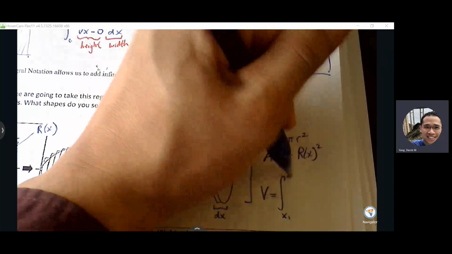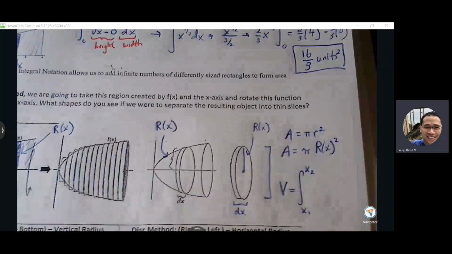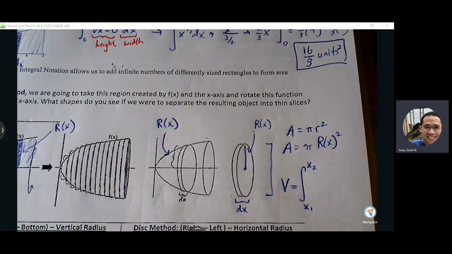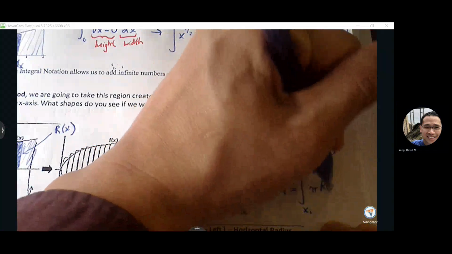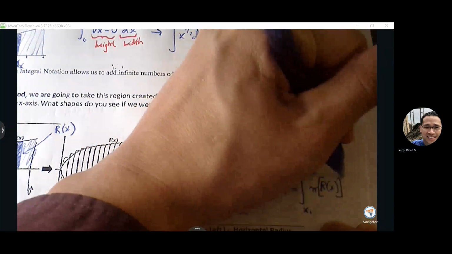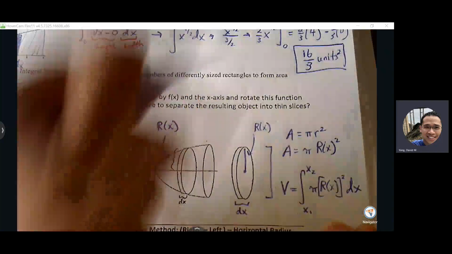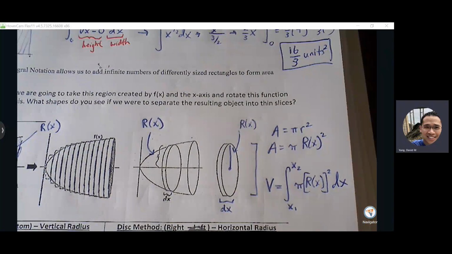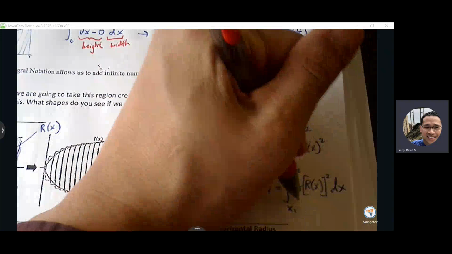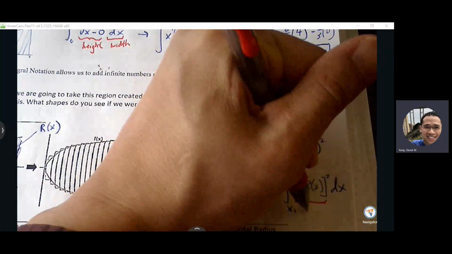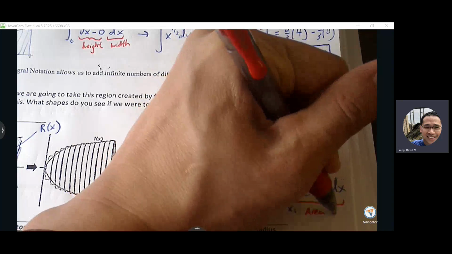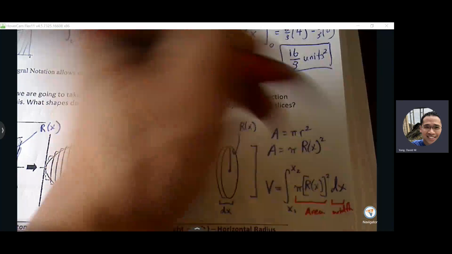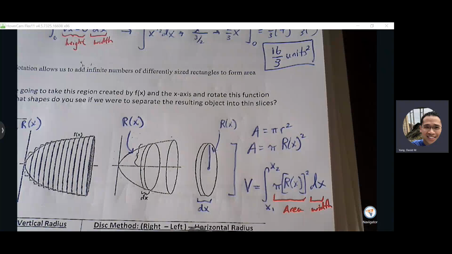We're still going from x1 to x2. We're still going from the furthest left bound to right bound. We could go from 0 to 4 if we wanted to. And then we have the area component, pi big R of x squared dx. So before it was just width, height, and width. And now we're extending it to add a 3rd dimension. So we have an area, which is 2-dimensional. We have a width, which is a 3rd dimension. So area times width gives us volume.